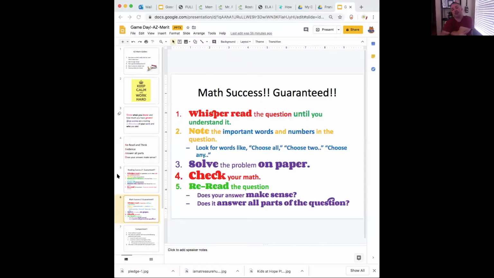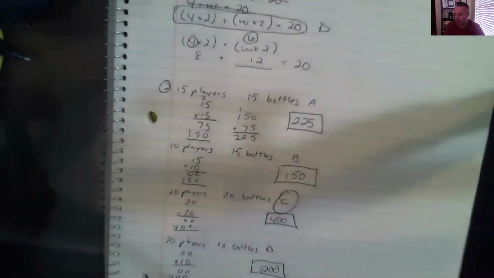To our math way that we do things. So we read the question until we understand it, note the important words and numbers in the question, look for words like choose all, choose two, choose any, solve the problem on paper, which we did, check your math, which we did, reread the question: does your answer make sense? Does it answer all parts of the question? So I think we checked all the boxes on that. The one thing that I did not do, which we can do now, is that as I went, I did not cross off my answers.